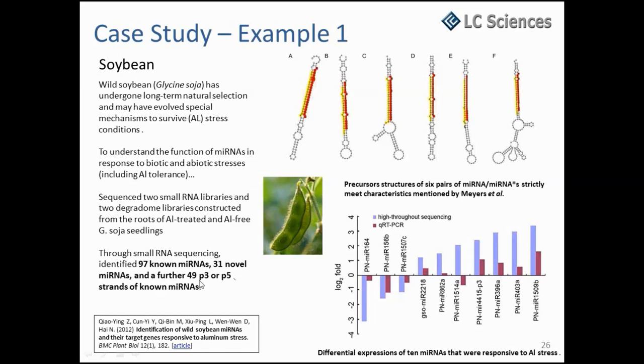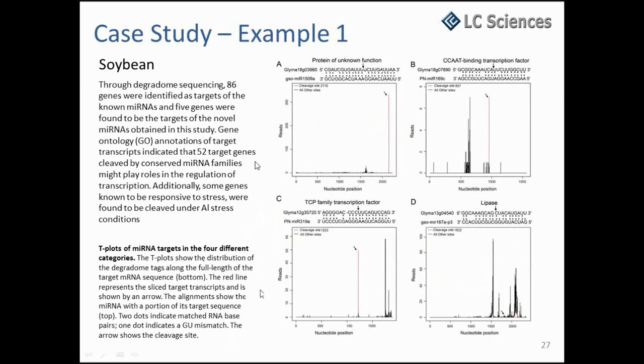And further, 49 P3 or P5, that means the 3 prime end or 5 prime end strand of the known microRNAs. They are not identical to miRBase, but they are from the same precursor, just a different strand. After identifying the novel microRNAs, we did degradation sequencing to try to get the targets of the known and predicted microRNAs. For example, here, based on the degradation sequencing, we know exactly the cleavage site of the microRNA RISC unit on the messenger RNA.